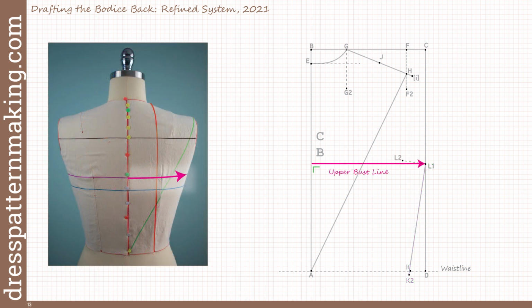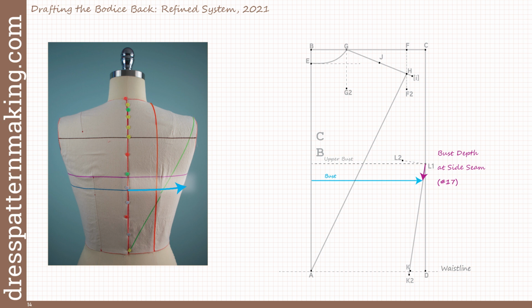Now, in drawing that side seam line up from the waist to touch the C to D line, we have now defined the underarm point. Point L1 is the underarm point. This means we can now draw in the upper bust line. So draw a line at right angles to the centre back line to touch point L1. You can write upper bust on that line if you wish.